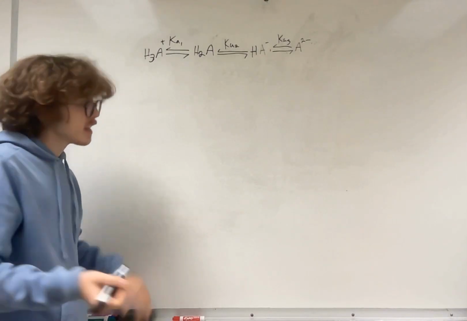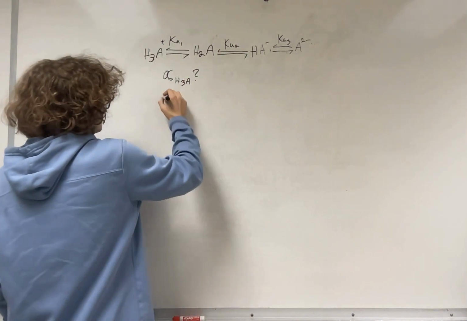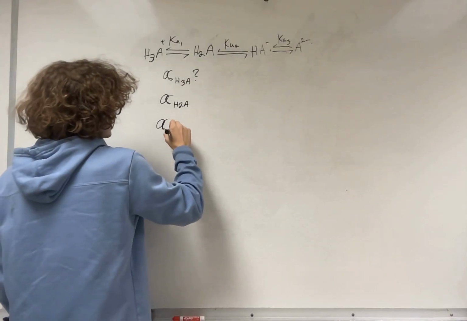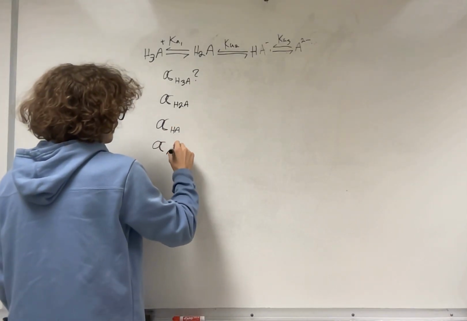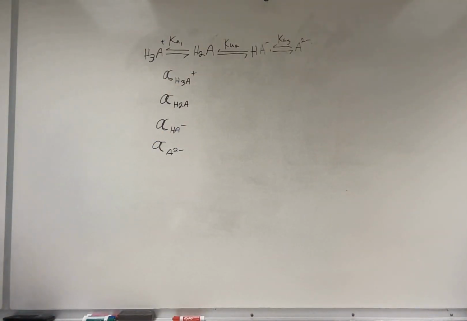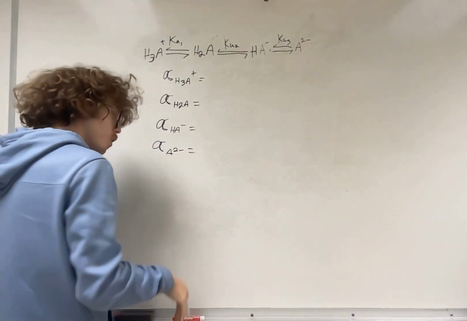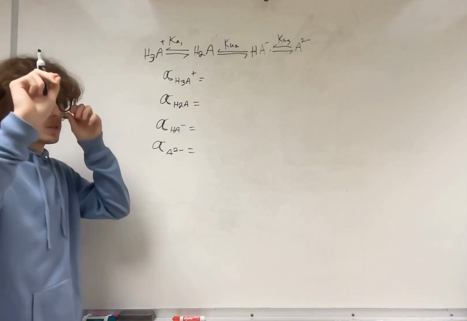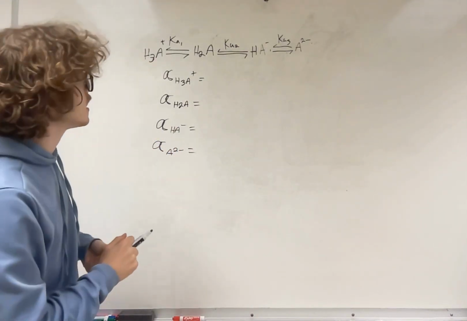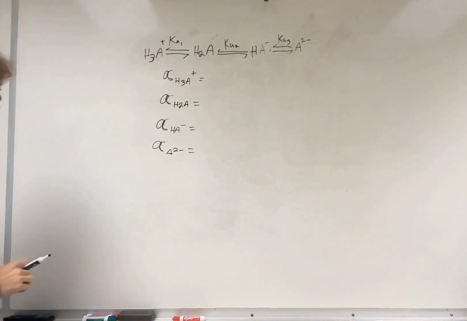So the way that we can find the fractions of every species: what's the fraction of H3A? What's the fraction of H2A? What is the fraction of HA? What is the fraction of that final weak conjugate base? That's the question we're seeking to answer. How could we find it? If you know the pH, you know the H plus concentration, that's the one thing you need, but you also need to know all your Ka values. If you know that, you're good to go.